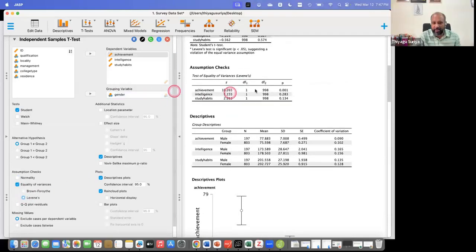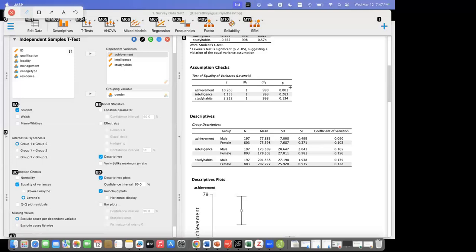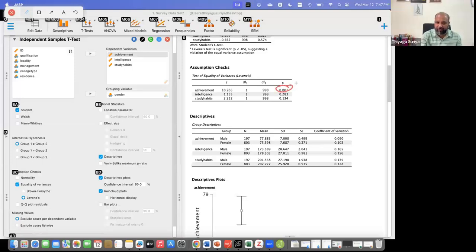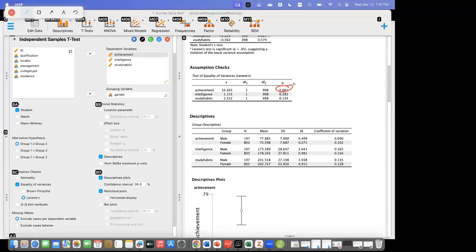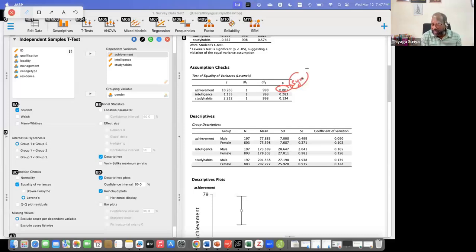When you select it, you get these assumption checks. You can see this p-value. What is the p-value of achievement? 0.00. That is significant, sir. Therefore, which test is possible, Welch or Student? It is significant for achievement, so go with the Welch test. For achievement, you can go with the Welch test.